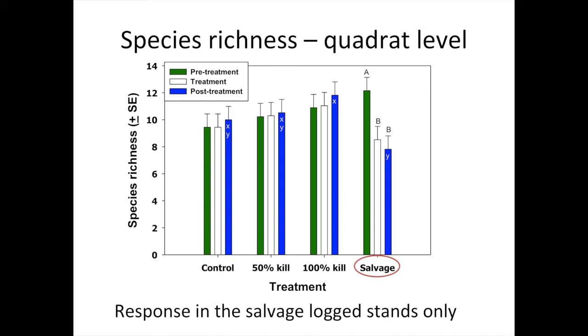And so what we see in terms of the species richness here, then, is basically that we don't have any differences amongst the treatments in response to them being applied, except for the salvage log stands.